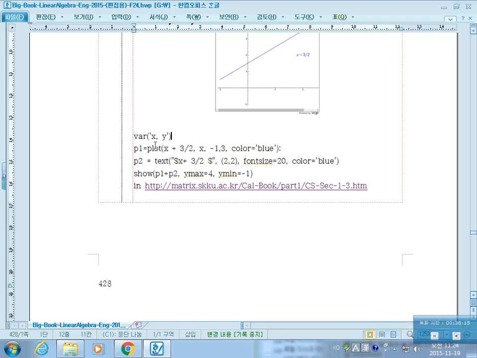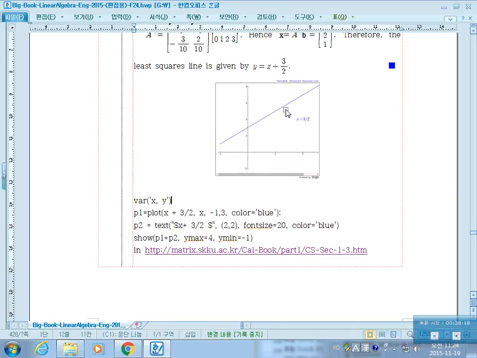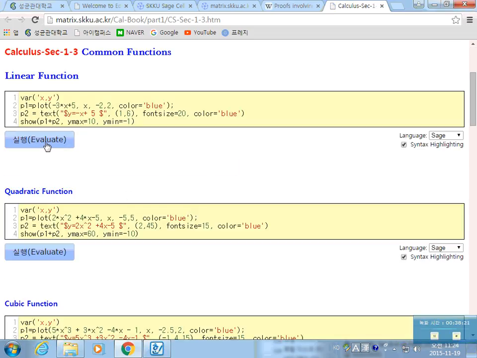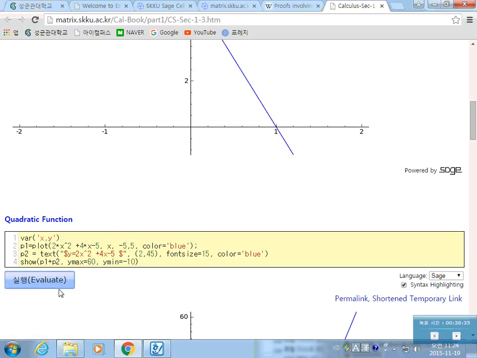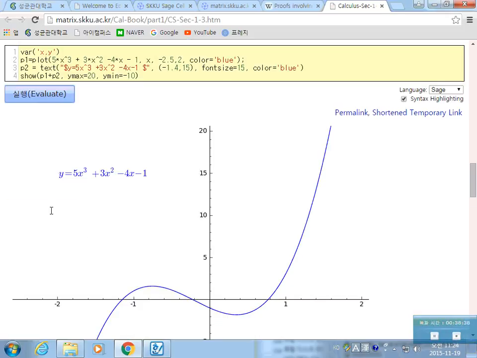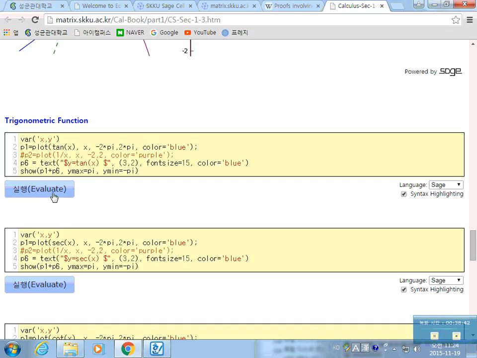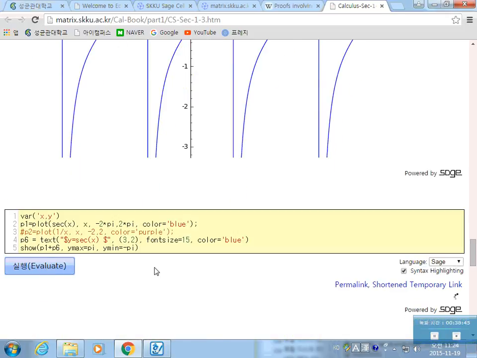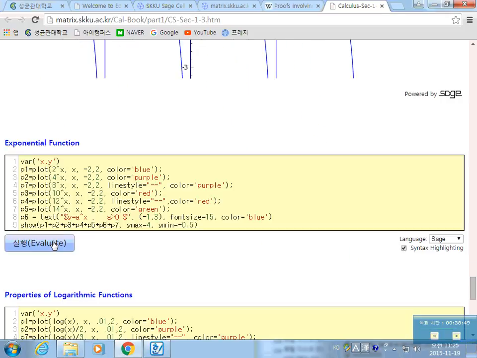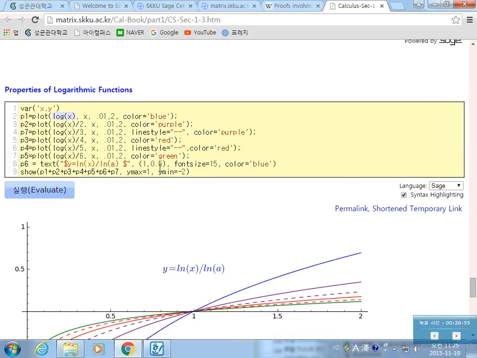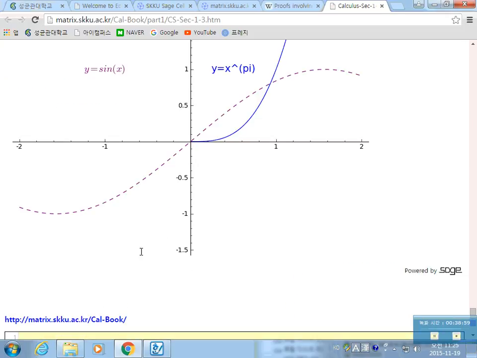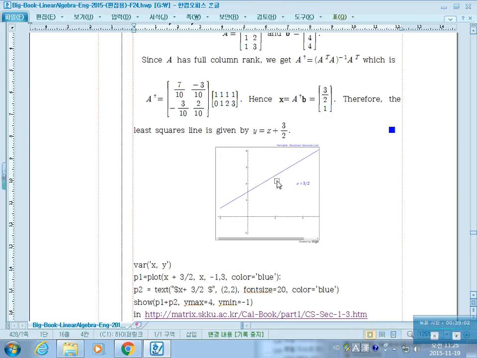Okay? Here, if you want to plot this graph, then you can draw the graph of it in here. Lines can be written in this way. If you change the numbers, then you can see different lines. You can draw the graph of quadratic functions, cubic functions, power functions, trigonometric functions, secant functions, cotangent, and you can draw the graph of exponentials and log functions. All you have to do is define a function here, and then you will see many things. You can draw the graph of it, and this graph can be drawn in here.